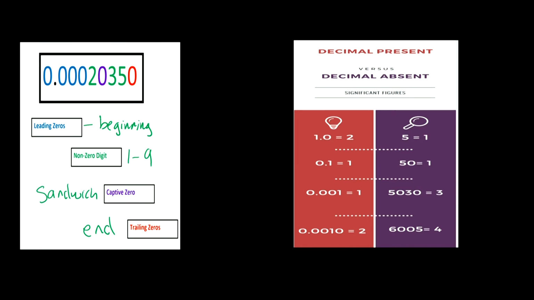On the right-hand side, here's a chart I made in terms of decimals being present or decimals being absent. If the decimal is present, we're going to read it from right to left. And if the decimal is absent, we are reading it in reverse from the first non-zero digit. So underlining a couple of them here will help us remember. Okay.